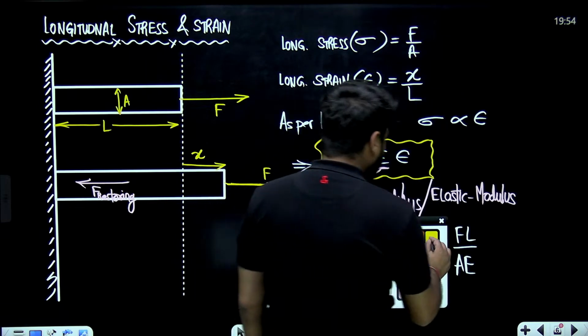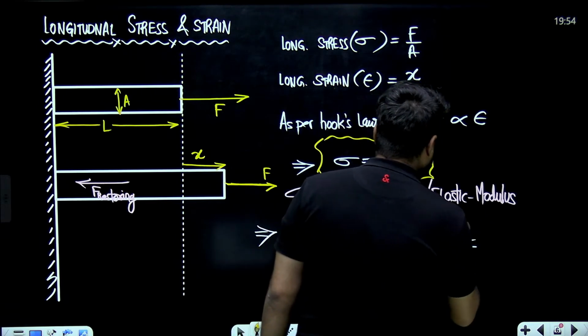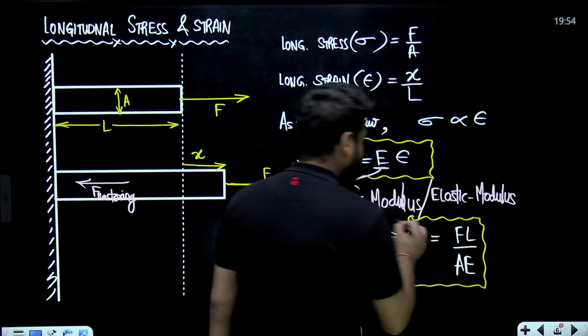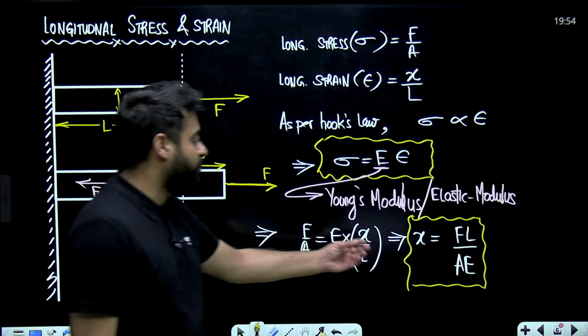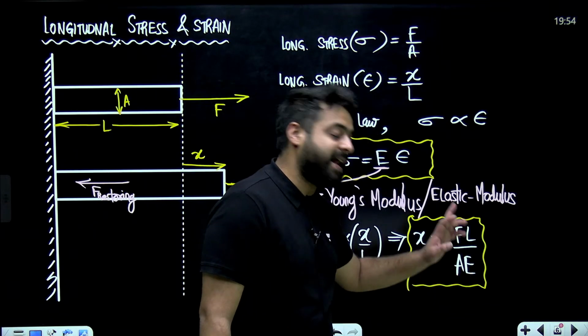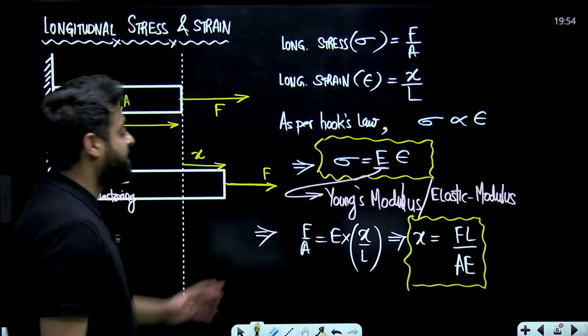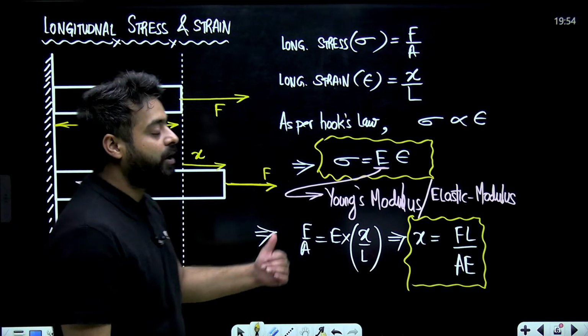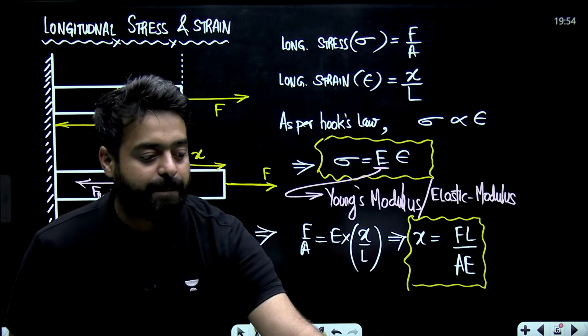And it's a very important formula. You will get to know that soon. This is the deformation value in any rod, given the force applied, the length, and the cross-section area, and E is very important. That is basically Young's modulus or elastic modulus in the solid part.